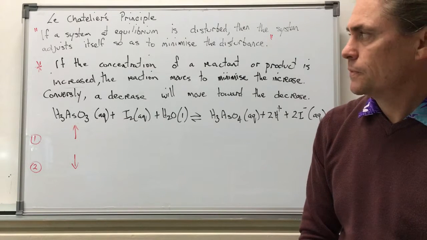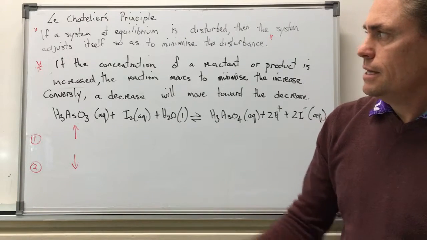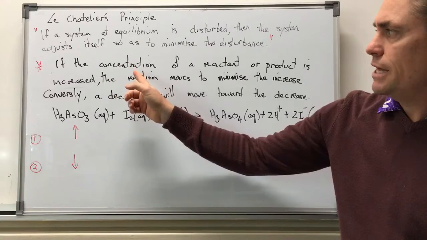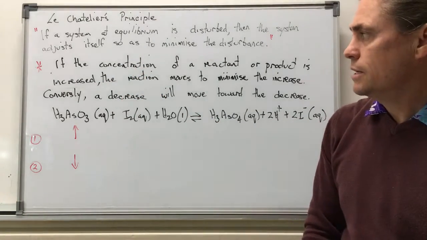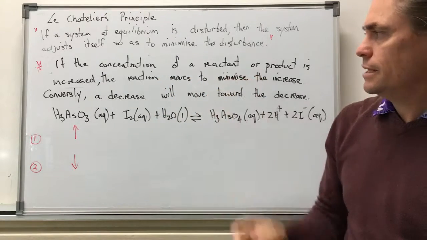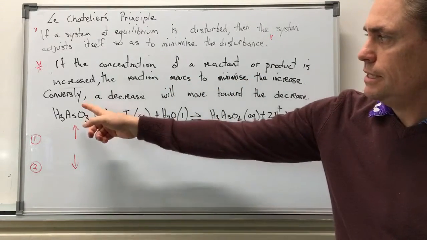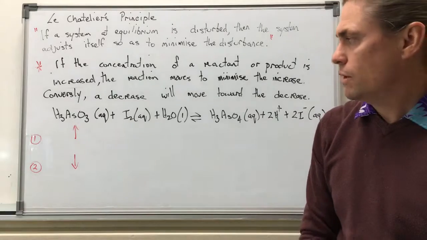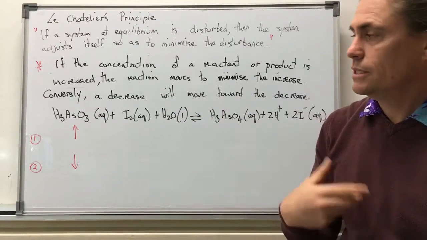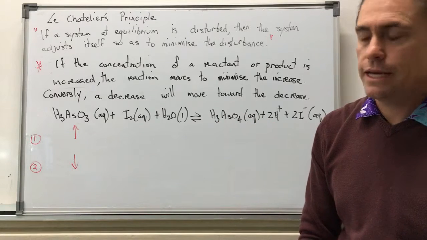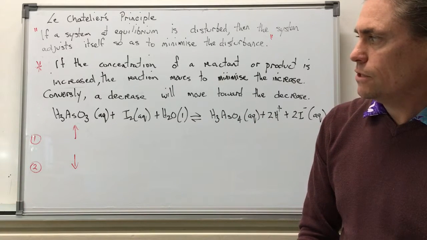the pressure. So our first scenario says that if we disturb the concentration and we increase the concentration of either a reactant or product, the reaction will move to minimise that increase. And conversely, if we decrease a reactant or product, the system will move toward that decrease. In other words, it'll increase what's been taken out. Let's look at that in context.